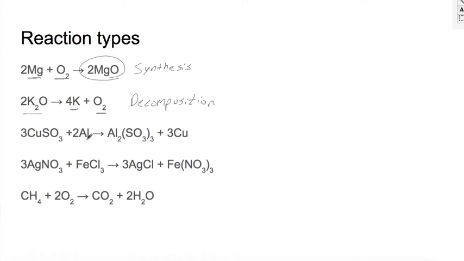If we have a single element right here and a chemical compound, this is going to tell us that it's a single replacement reaction. This metal, it's always going to be a metal, is going to replace the cation in the other chemical compound. So we can see that on the product side, we have copper by itself now. So there's the copper, that's the metal by itself. And then aluminum is with the polyatomic. This is called a single replacement, because we have a single element replacing another element in a chemical compound.